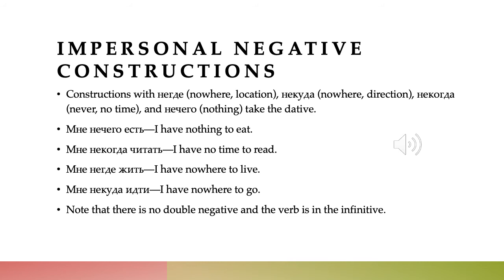And then я никуда не иду, I am not going anywhere, is different from мне некуда идти, I have nowhere to go. And once again, note that we do not use a double negative. We just have this single negative, нечего, некогда, негде, некуда, and the verb itself is in the infinitive.